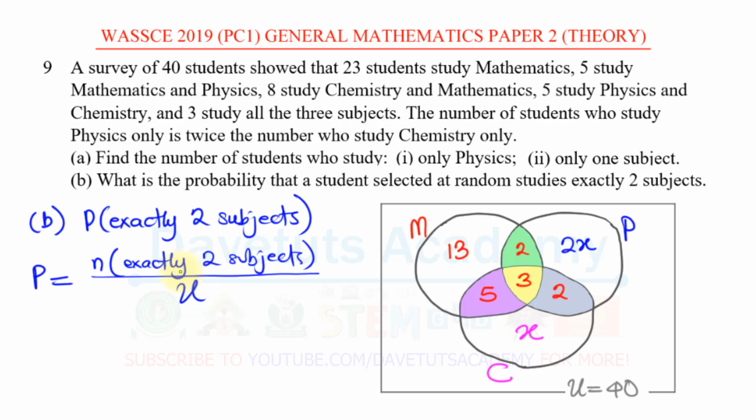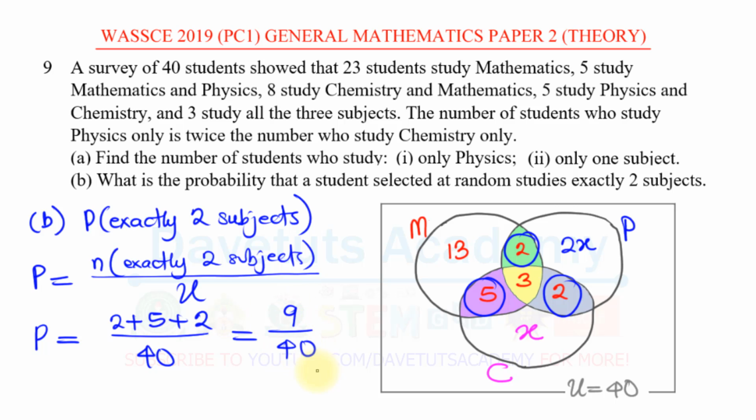Then we need to find those who study exactly 2 subjects. Exactly 2 subjects means that we are not talking about 1, we are not talking about 3. We only talk about those that studied only 2 subjects, and that will be this region in green, this region in purple, and this region in gray. And that means that that probability is going to give us 2 plus 5 plus 2 over 40. Now 2 plus 5 is 7. 7 plus 2 is 9 over 40. So that probability that we are looking for is 9 over 40.